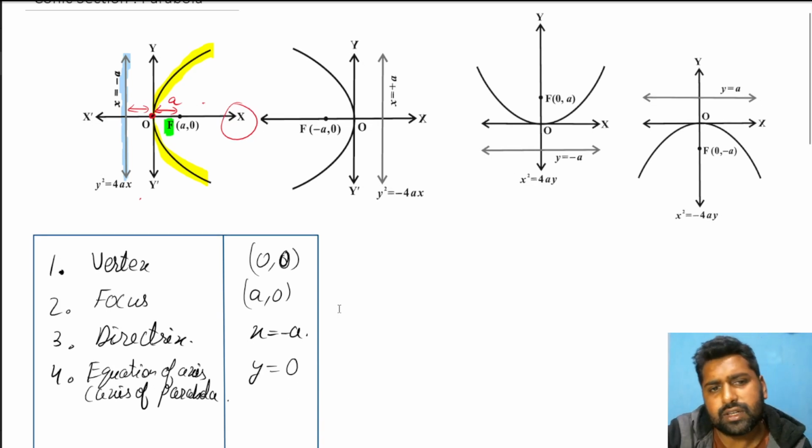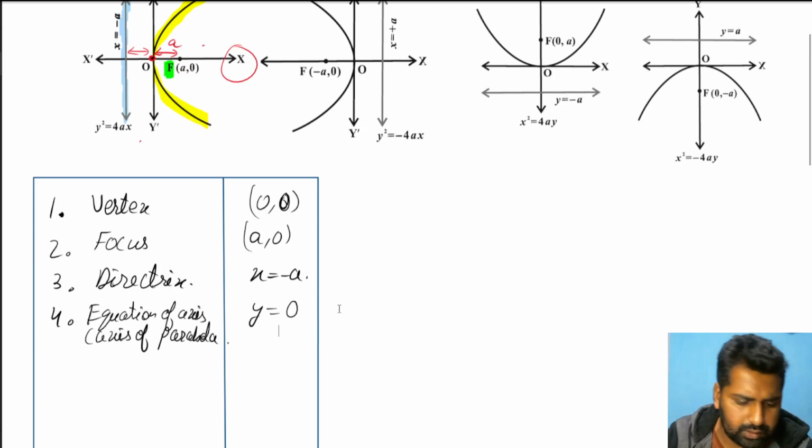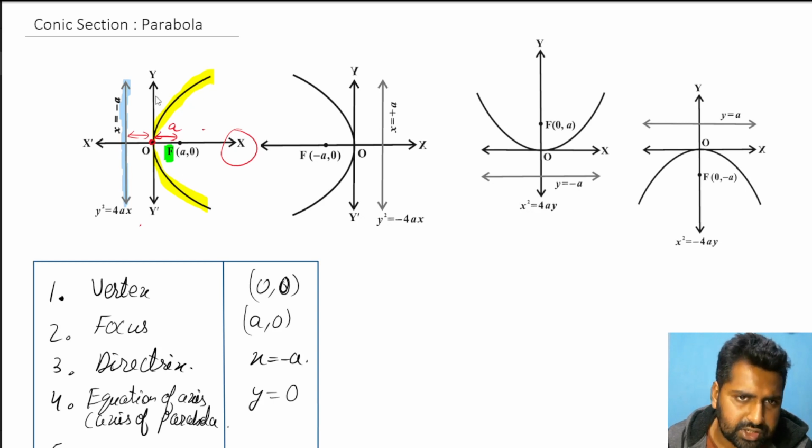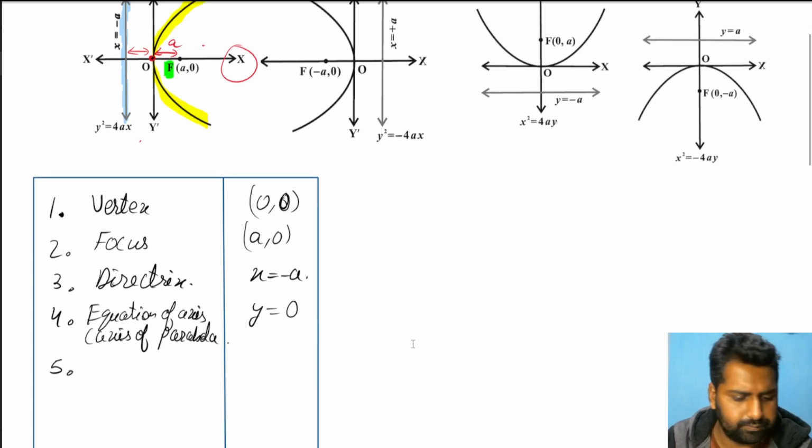This is something we have covered in straight line also. So the axis of parabola is the axis about which this is drawn. Not the axis which it is touching, not the y-axis, but the axis which lies in between the parabola, or you can say it is the axis on which the focus will also lie. So the focus is on the x-axis, so your x-axis is the axis of parabola.